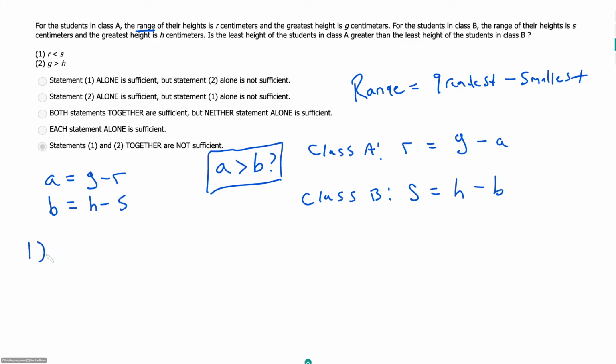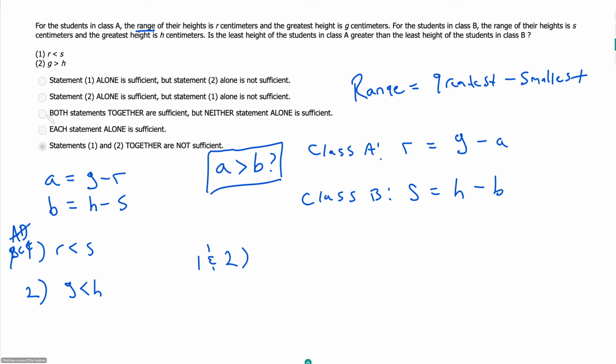Now statement 1. Statement 1 says r is less than s. So here we know nothing about g or h, so this is definitely going to be insufficient by itself. Statement 2 says g is greater than h, so same problem as before. It says nothing about r and s, and so will be insufficient. And here we can sort of just go straight to looking at the statements together.